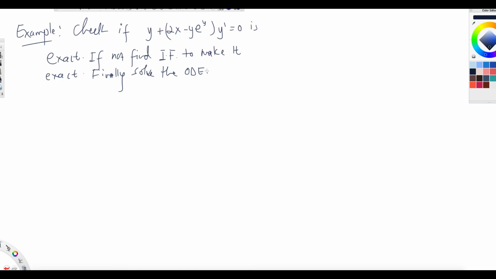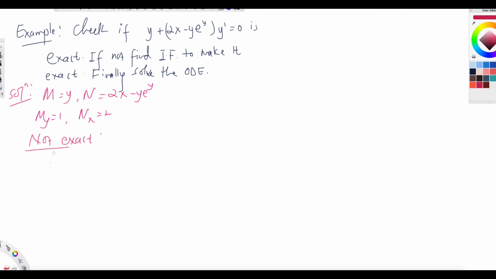Okay, let us look at this example. It says check if the ODE y plus (2x minus y e to the y) times y prime equals 0 is exact. If not, find the integrating factor to make it exact, and finally solve the ODE. Okay, so to check exactness, first of all, what we need to do, solution is, what is M? M is y. What is N? N is 2x minus y e to the y. So what is M sub y? It is 1, and N sub x is 2. So not exact. Not exact.